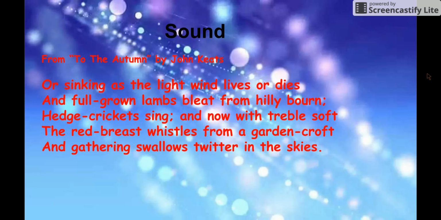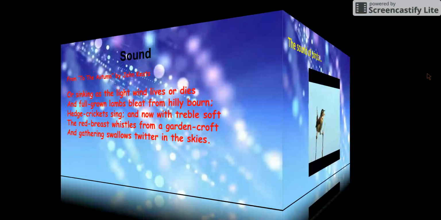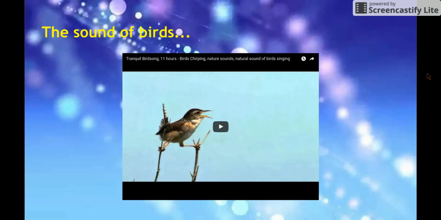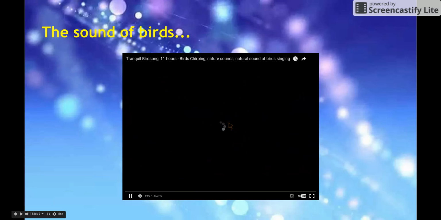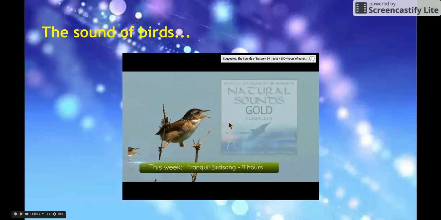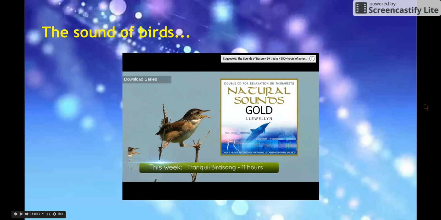And what is the redbreast, you ask? Some of you might figure that out. Here is the sound of birds. So in the nice summer evening, what Keats is describing is the sound of birds as it relaxes him.